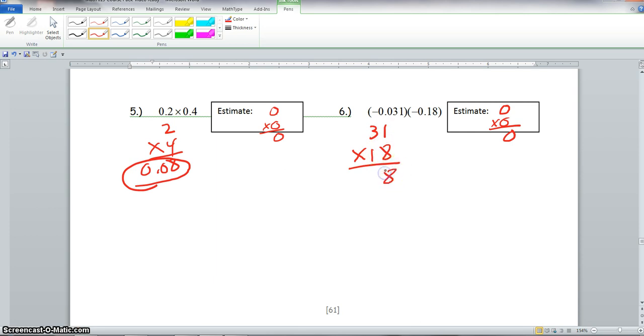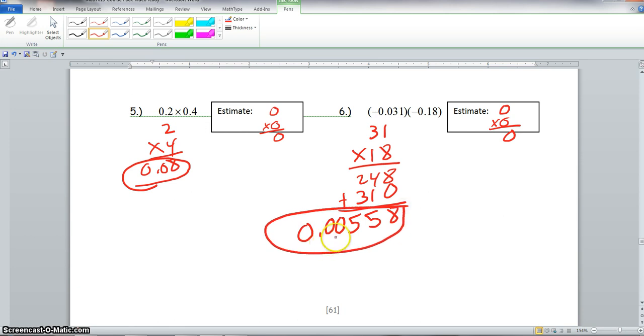8 times 1 is 8. 8 times 3 is 24. Add a 0 here. 1 times 1 is 1, and 1 times 3 is 3. So we will have 8, 5, and 5. Now we count the total number of digits we have behind the decimal. It's 5 digits. But we had 3 here, so we add 2 digits here in front, put our decimal, and another 0. So this here is our final answer. And if we rounded this to the nearest whole number, this will also be 0. So this estimation was a big help. And that is it.